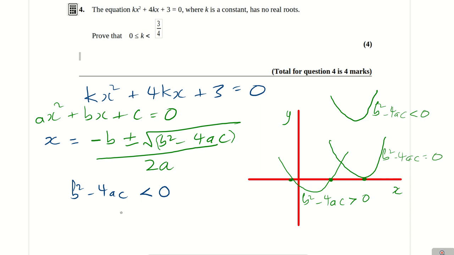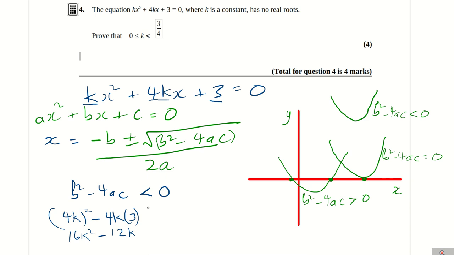Now our b here is the coefficient of x, which is 4k. So we've got 4k squared minus 4. Now a here is the coefficient of x squared, which is k, and c is the number here, which is 3. If we multiply this out, 4k all squared is 16k squared, minus, and then it doesn't matter what order you multiply things in, so that's 4 times 3 times k, which is 12k.